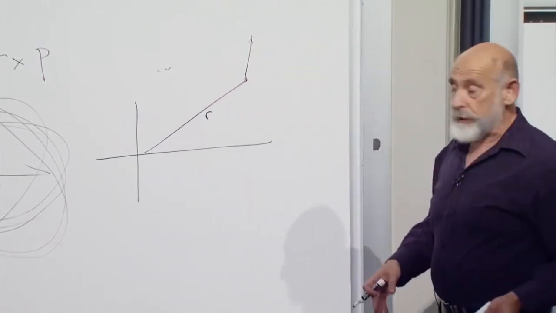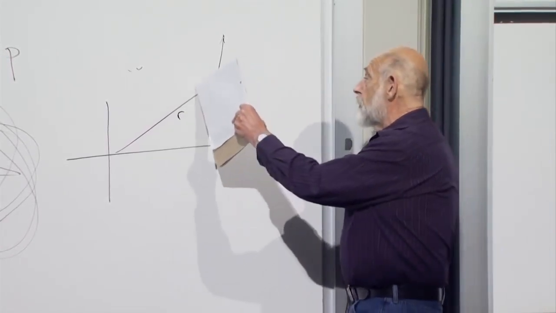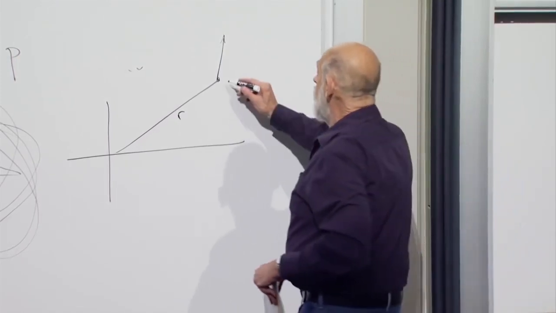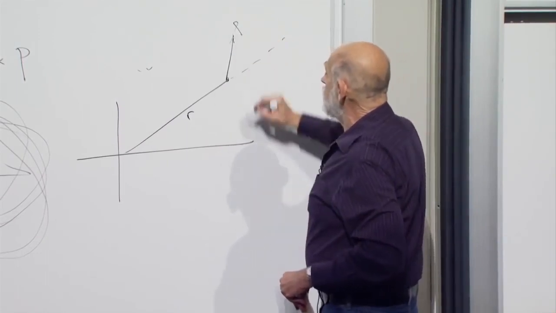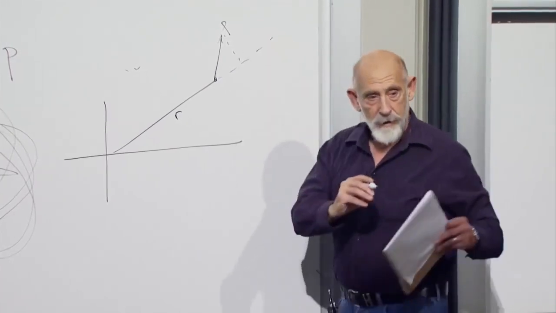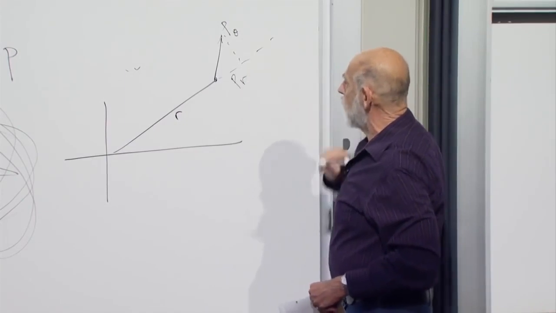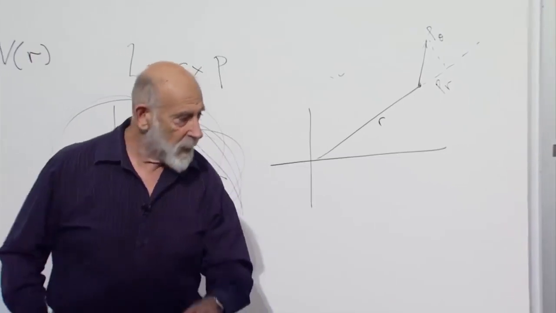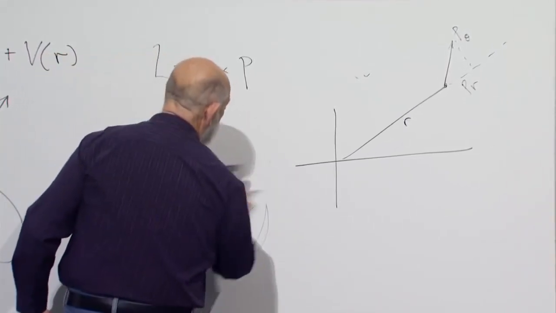So there's no rule that says that the momentum is perpendicular to R. There is a rule that says the angular momentum is perpendicular to both R and momentum, but we're finished with that. Okay, let's take the momentum vector and decompose it into an angular part, let's call it the theta component, p theta, and an r component. So the momentum has two components, one along the angular direction and one along the r direction.